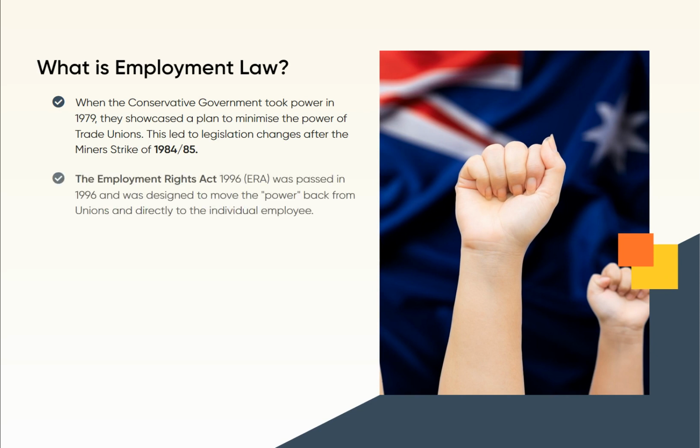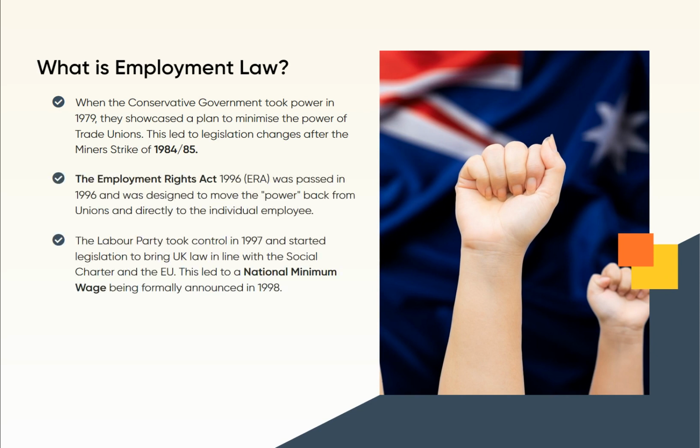When the Conservative government took power in 1979, they showcased a plan to minimise the power of trade unions. This led to legislation changes after the miners' strike of 1984 and 85. The Employment Rights Act 1996, or ERA, was passed in 1996 and was designed to move the power back from unions and directly into the individual employee.